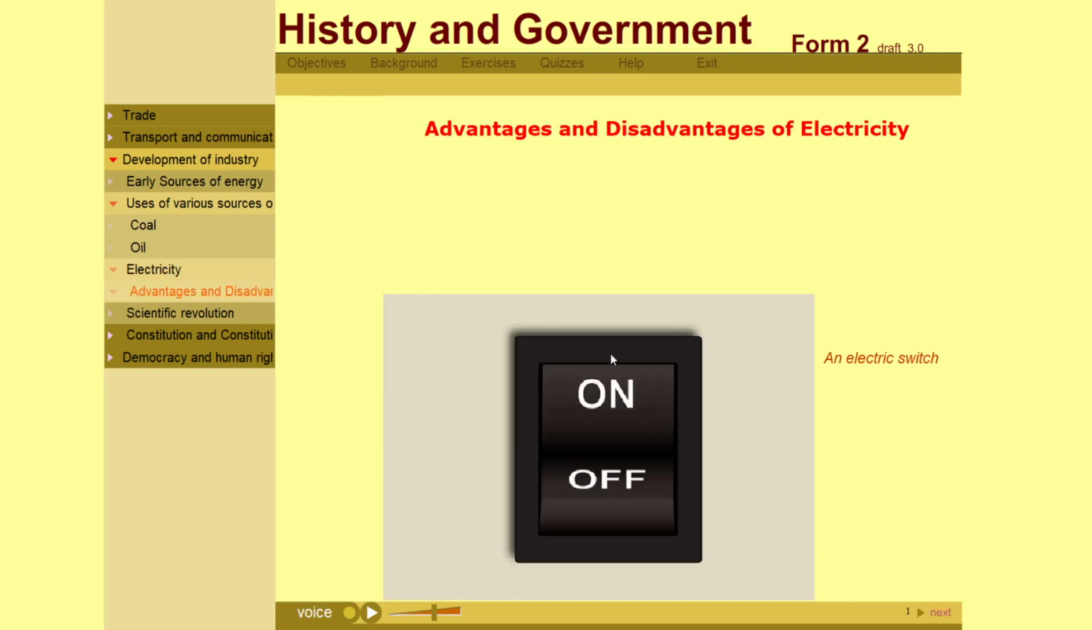Electricity as a source of energy has the following advantages. It is a clean source of energy and is renewable. It is also convenient and efficient because it can be switched on and off. Electricity can be generated from many sources such as water, petrol, or atomic.